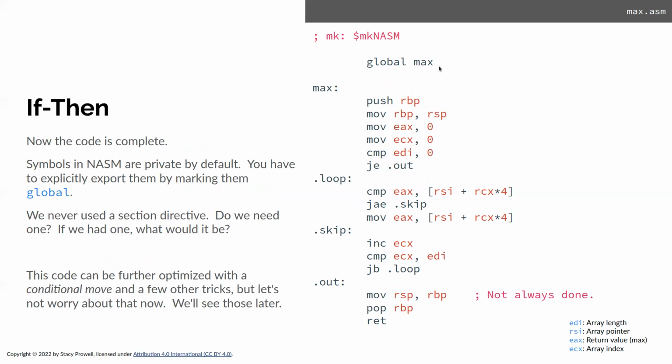I didn't have a section directive in here. That's okay. If I had one, what would it be? Well, let's see. There's just executable code. It would be text. So I can have section .text. If I don't have that, I'll get maybe a warning, but it'll put everything in the text section anyway. So there you go. There's my code.